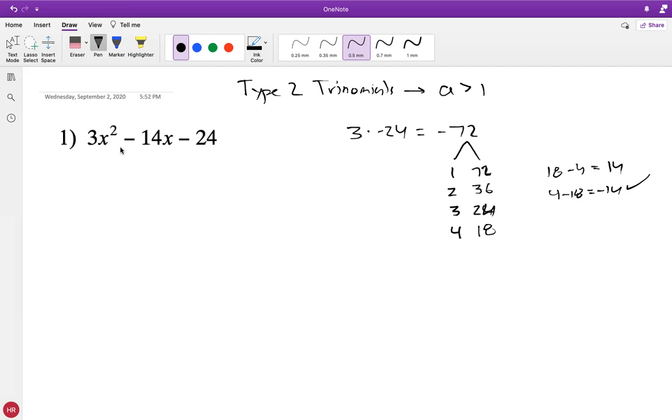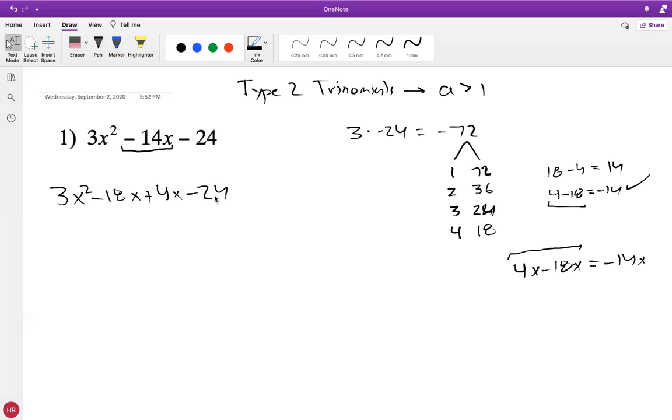And so here's what you do, and this is where things get a little hinky. You're going to rewrite this middle term, negative 14x, in terms of these two numbers. If I do 4x minus 18x, that equals negative 14x. I got the 4 and the minus 18 from here. So I can replace the negative 14x here with 4x minus 18x. And that's what I'm going to do. 3x squared minus 18x plus 4x minus 24.